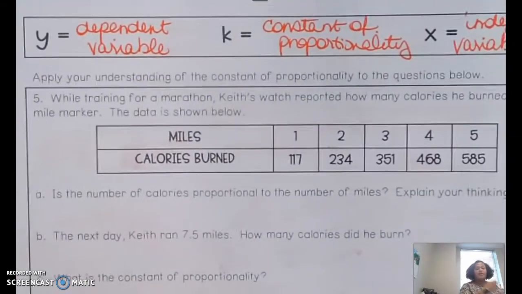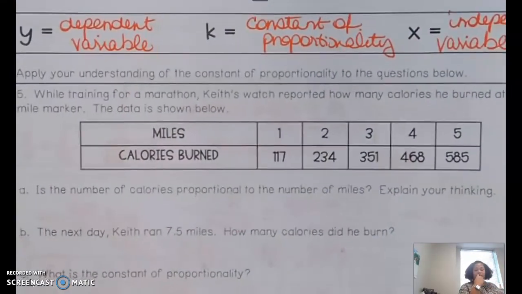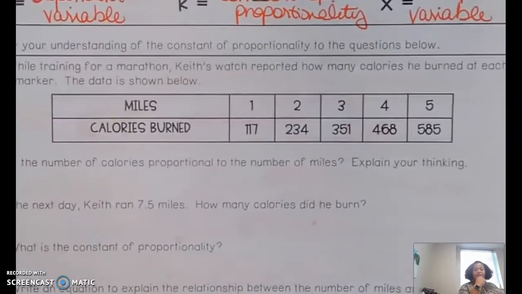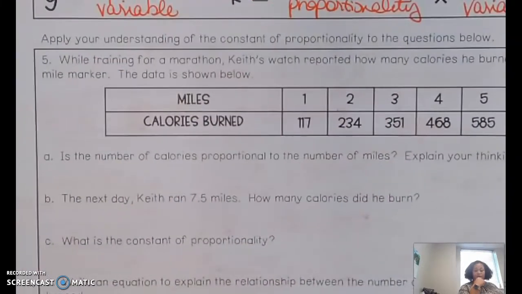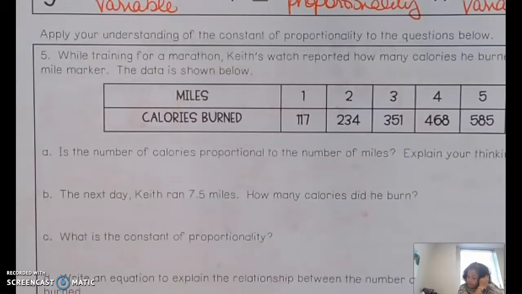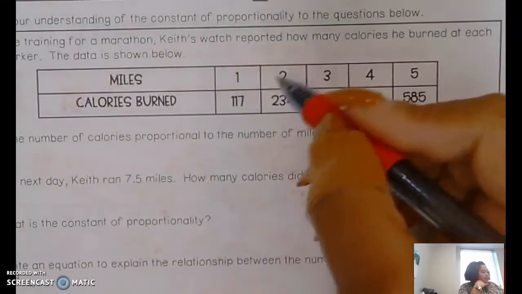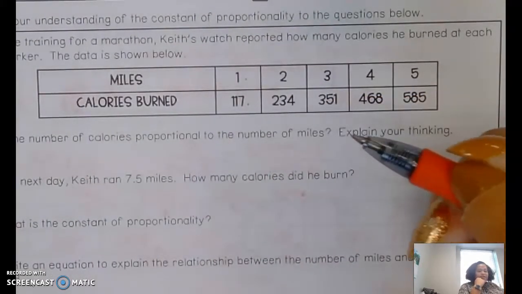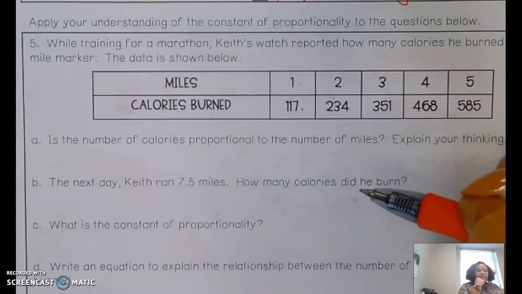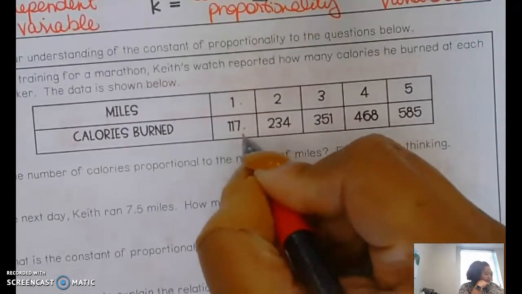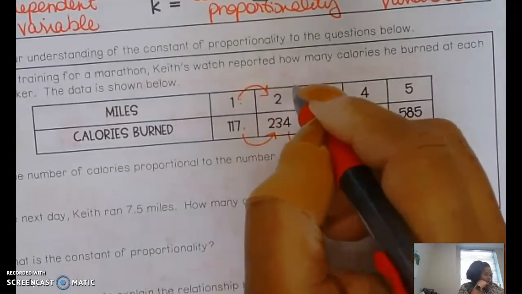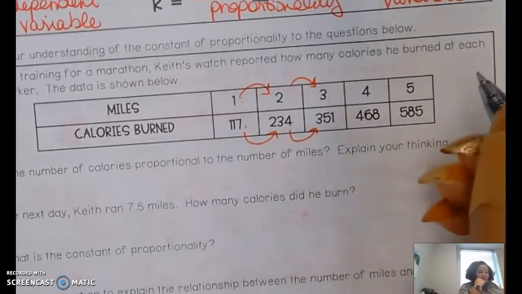All right, apply your understanding of the constant of proportionality to the questions below. Number 5, while training for a marathon, Keith's watch reported how many calories he burned at each mile marker. The data is shown. So it shows that for 1 mile, he burns 117 calories. Is the number of calories proportional to the number of miles? Explain your thinking. So let's see what happens from here to here, and here to here, and let's see if it's consistent.